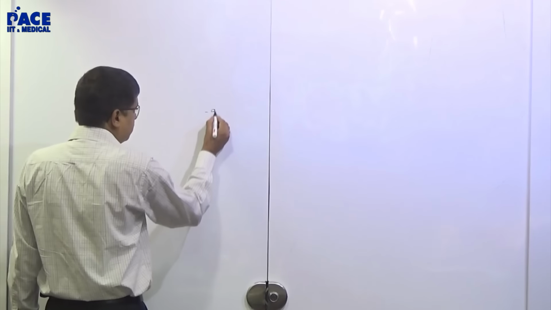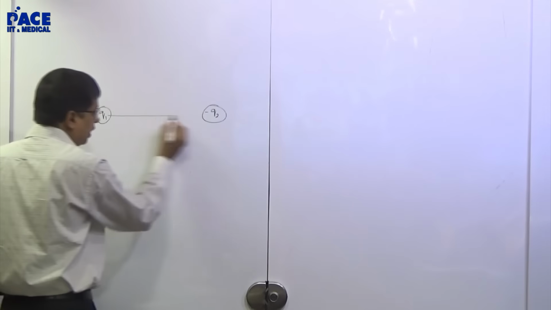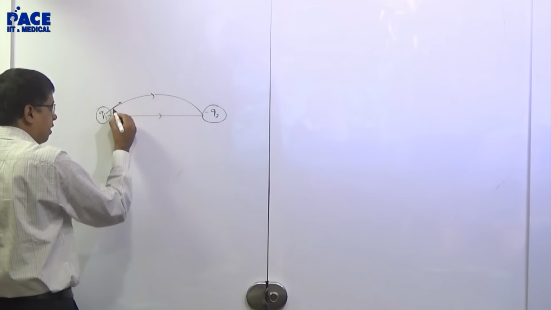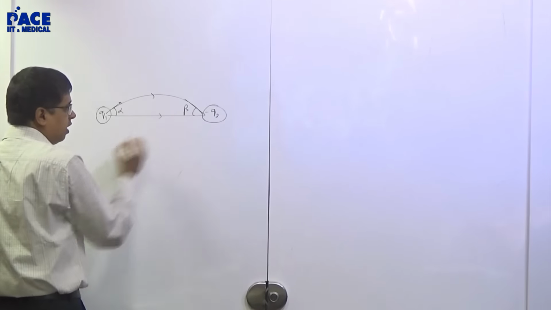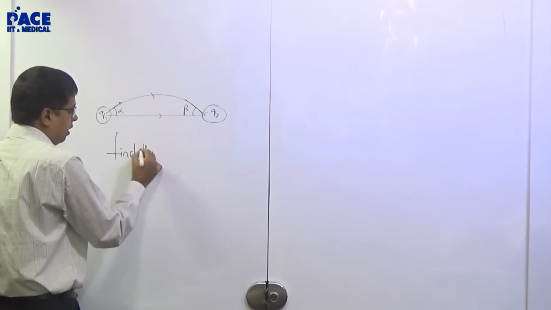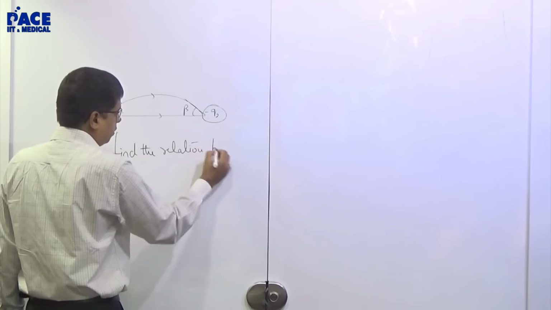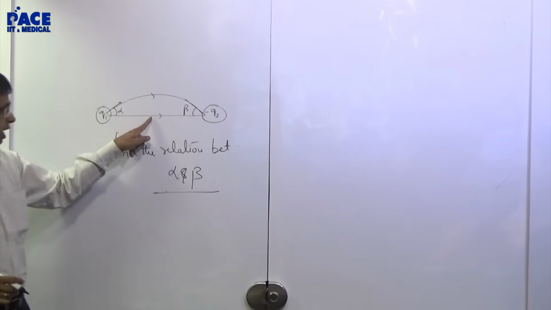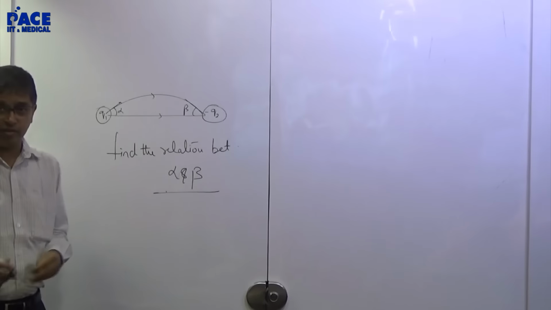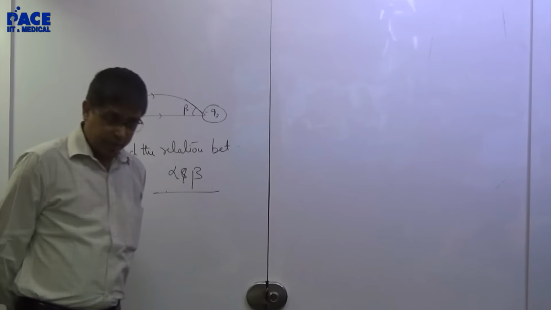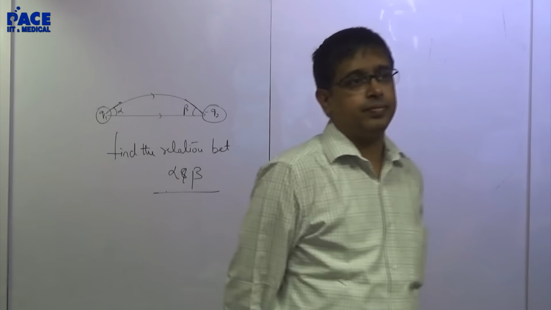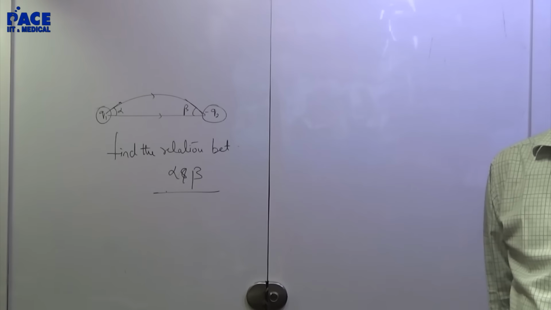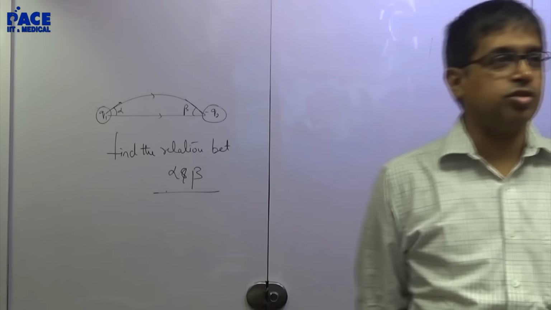The book says this is Q1 and this is minus Q2. There is one line of force going from here till here, and another line of force going from here till here. It says this angle is alpha, this angle is beta. Find the relation between alpha and beta. This is one line of force, this is one line of force. This is Q1, this is minus Q2. Find the relation between alpha and beta. It is related to Gauss law and flux.